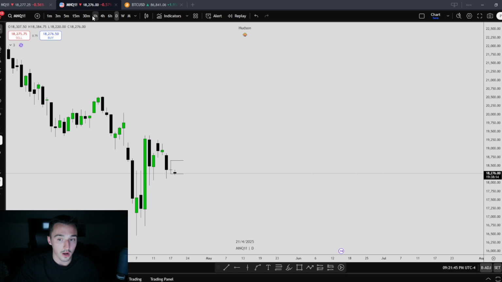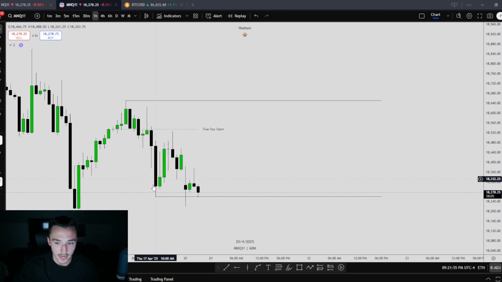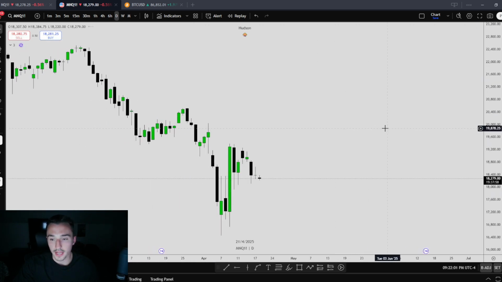So you go mark the previous day high, previous day low, go down to the 1 hour. What do you see? On the 1 hour, it's a high and it's a low, right? So sell stops, buy stops are up here. Boom. It's that simple. Okay? So let's go to the daily.